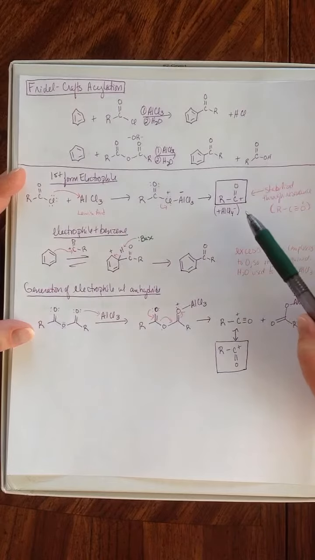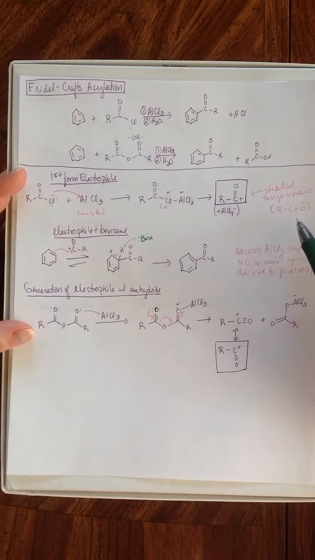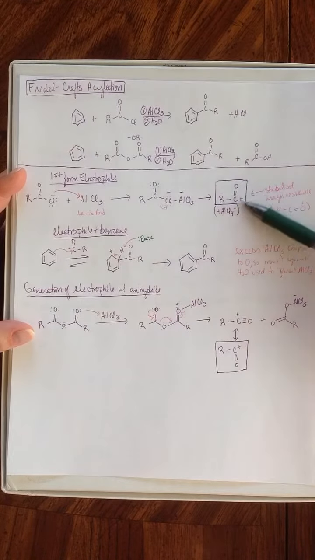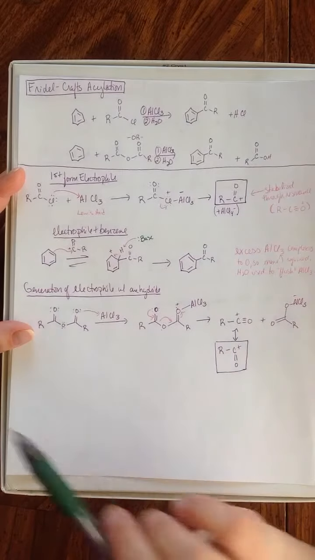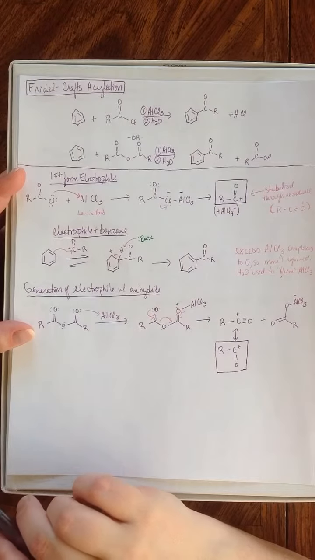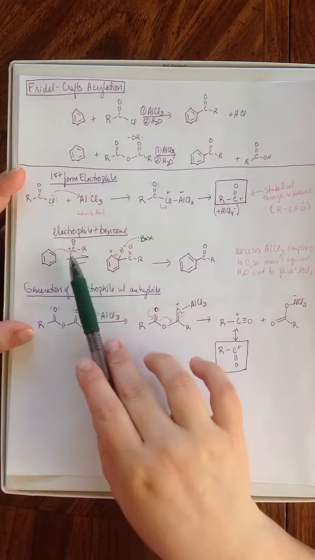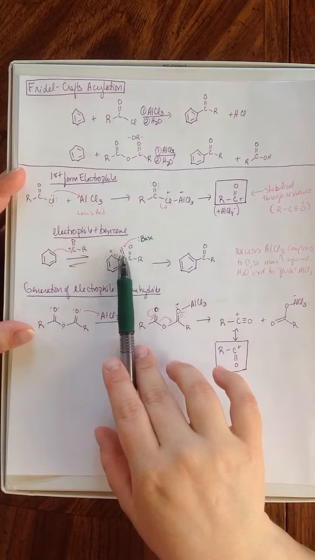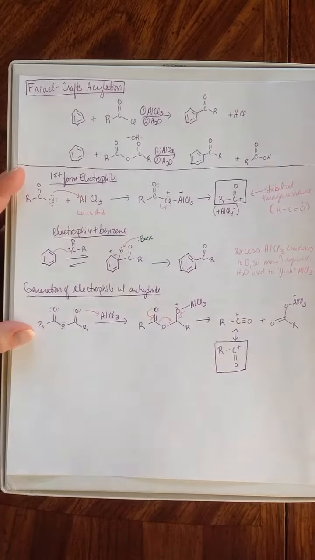Part of the reason why this is even possible is because it's stabilized through resonance to also include an RCO with a positive charge on the oxygen. So otherwise, this might not really exist so easily. It also produces AlCl4 minus. Then again, your benzene is going to come and donate electrons to the electrophile. A base comes, removes the hydrogen, and bam, there you go.